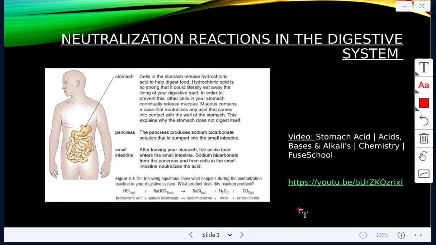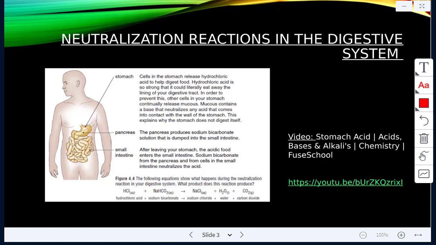This is an example of what's happening in the digestive system. Here we have the stomach, and in the stomach we have cells that release hydrochloric acid. That acid is there to help digest food, especially proteins. It's so strong that it could eat away the lining of our digestive tract. In order to protect our stomach, there's another type of cell that continuously releases mucus.